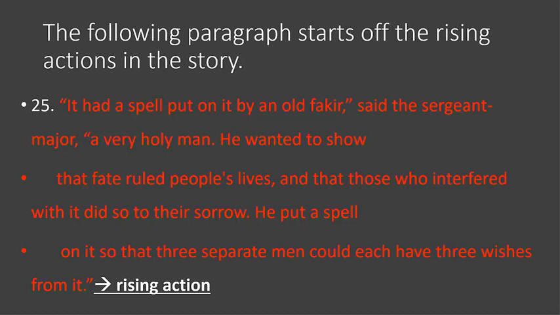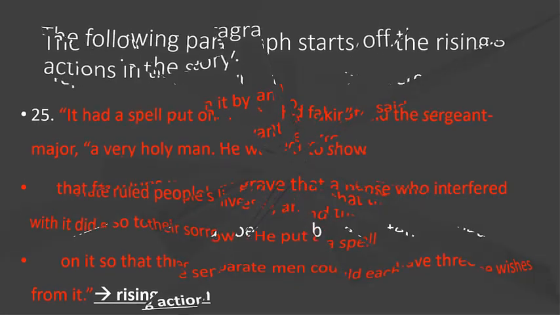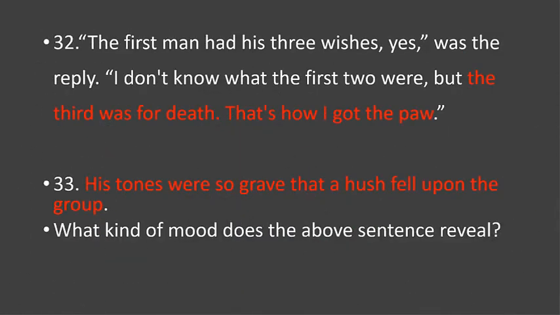Notice that the actions are rising in here, okay? As the family members listen to the story of the monkey's paw, they ask about the first man who has used it. And the surgeon says, "The first man had his three wishes, yes. I don't know what the first two were, but the third was for death. That's how I got the paw." Here the actions are rising.